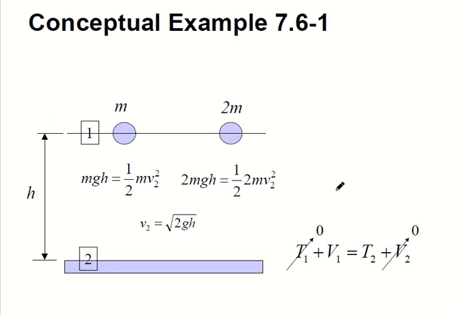Okay, then let's go to conceptual example 7.6-1. So we have a mass here, and then we have another mass right there. And of course, position 1 here and position 2 are h away from each other. And we calculate v is equal to the square root of 2gh. I gave you this equation for your lab. It came from mgh equals 1/2 mv squared, because that's your potential energy and that's your kinetic energy. So the energy transfers from potential to kinetic.